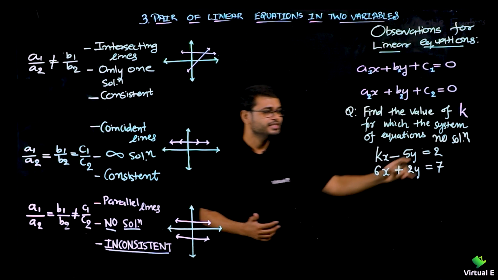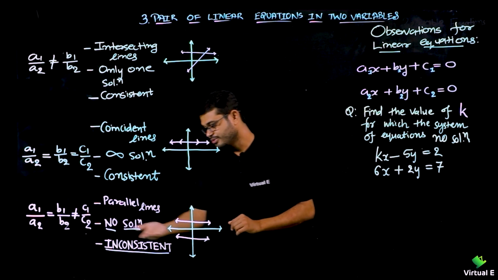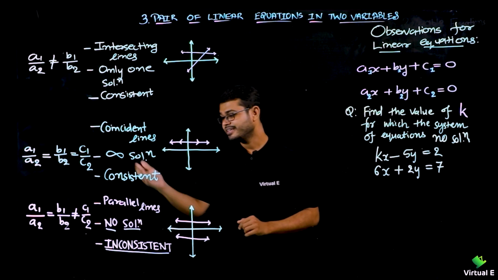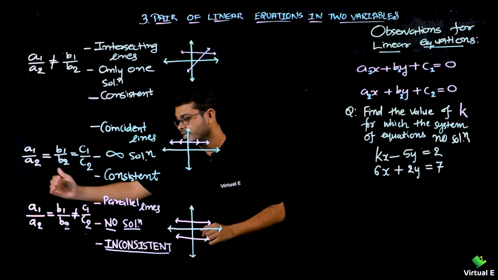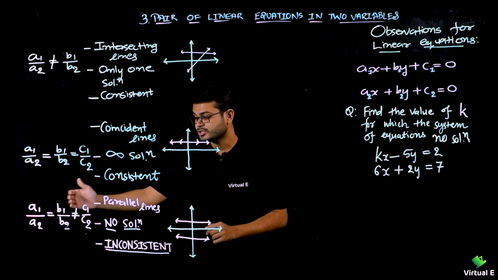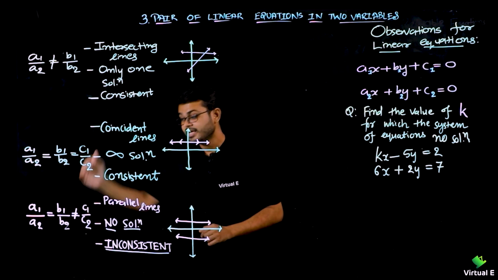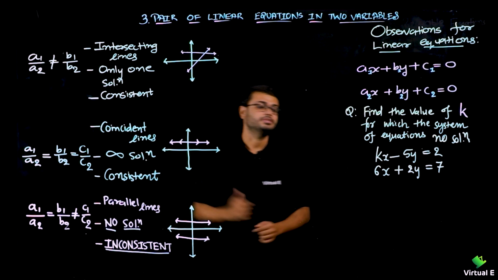The keyword is no solution, right? So where is it? No solution. So what case is it? It is the case of parallel lines. We are going to use this formula. Ratio of coefficients of x is equal to ratio of coefficients of y is not equal to ratio of constants.